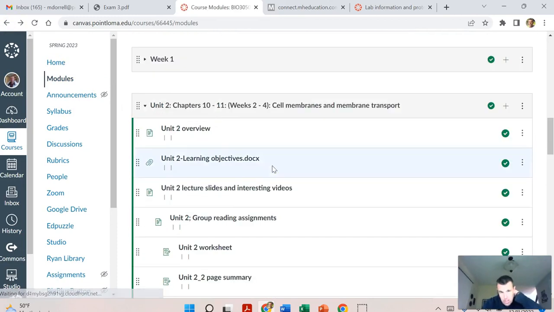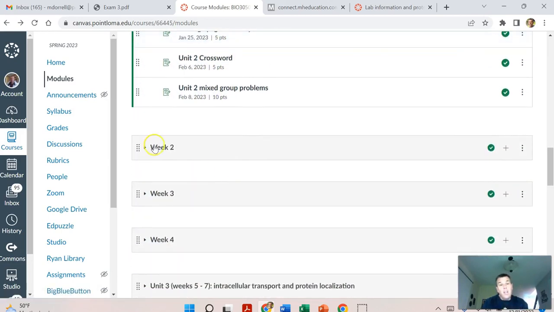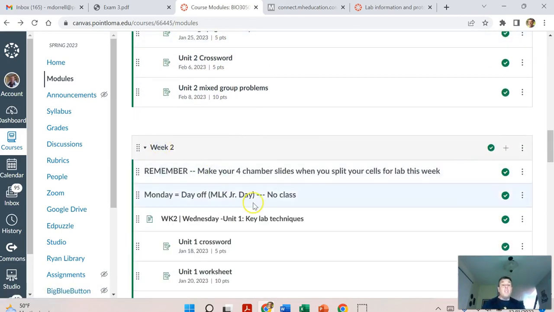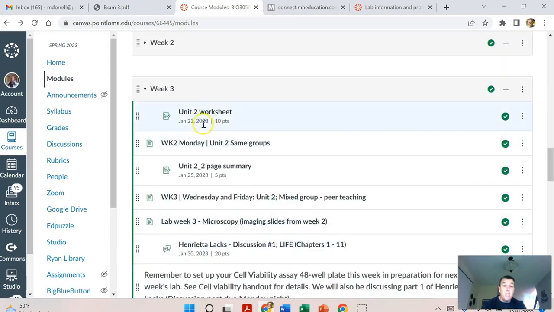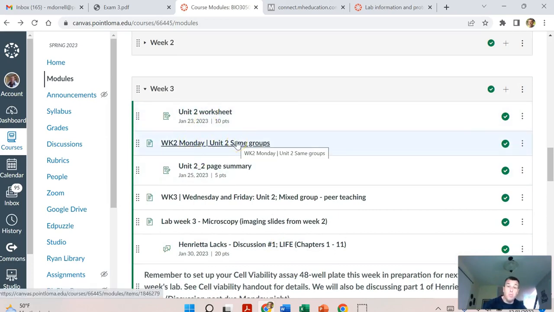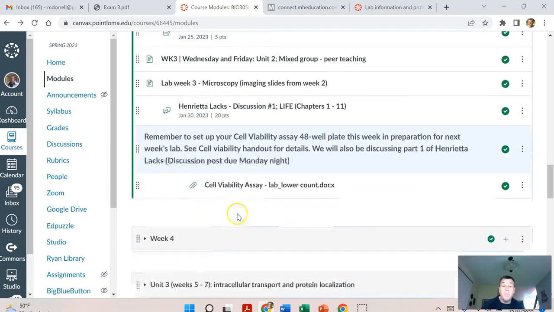And then if we jump back, still in the Unit 2 overview, the 2-page summary, crossword, and mixed group problems are the assignments throughout it. You'll see that every week has a format that tells you what's going on that week. You have the things that are due before each day, like this worksheet is due by that Monday because that's when we're meeting in same groups. Remember, the worksheet's due before same groups. Then the 2-page summary is due before the mixed group and peer teaching. And then there's information on what we're doing that week in lab and some other things that are coming up soon, just reminders of homework that might be due pretty soon.